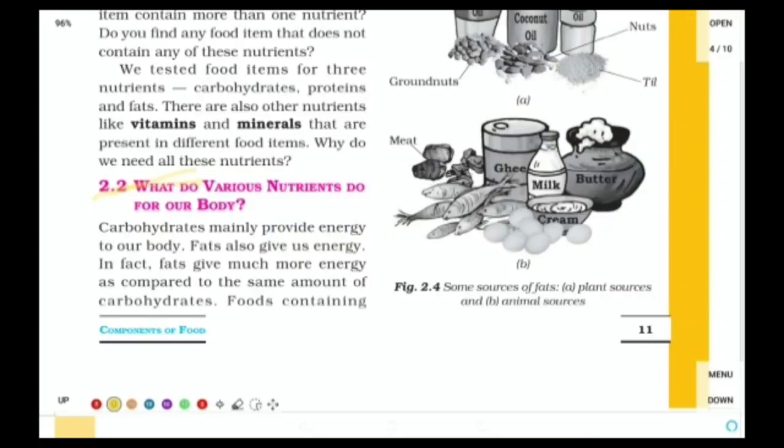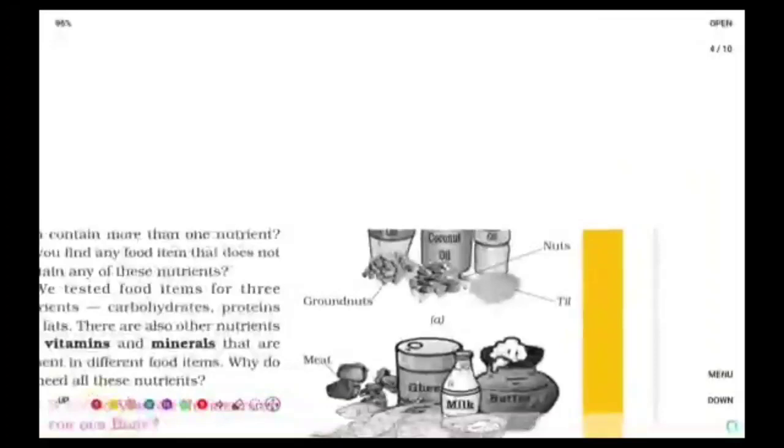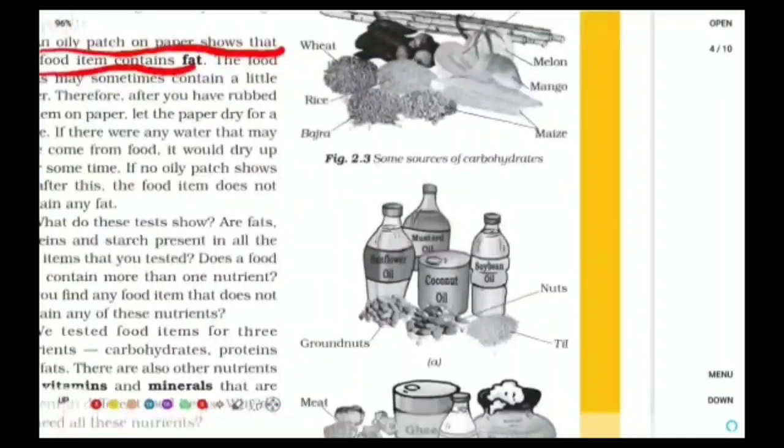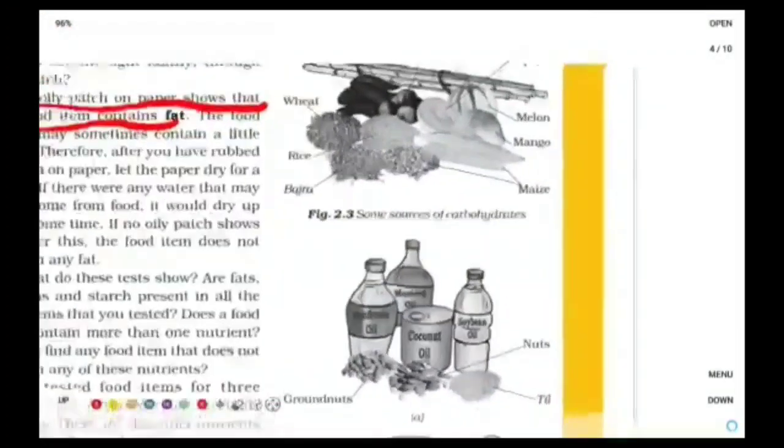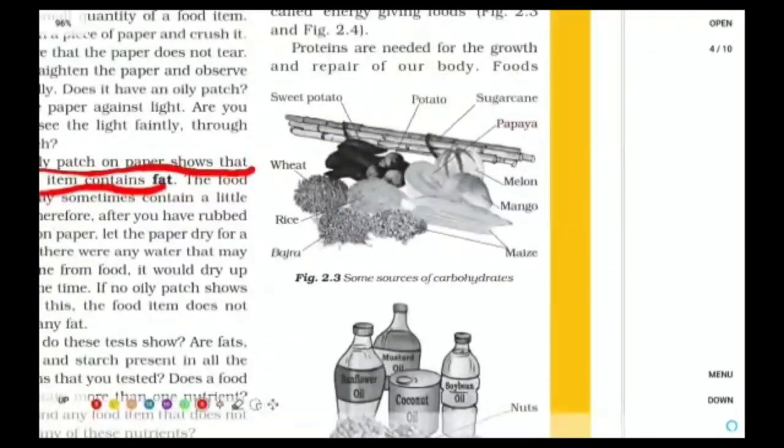As you can see here, carbohydrates mainly provide energy to our body. Some sources of carbohydrates are papaya, melon, mango, maize, bajra, rice, wheat, sweet potato, sugarcane, etc. These are the sources of carbohydrates. Now, next, fats also give us energy, right? Fats also give us energy. Okay.